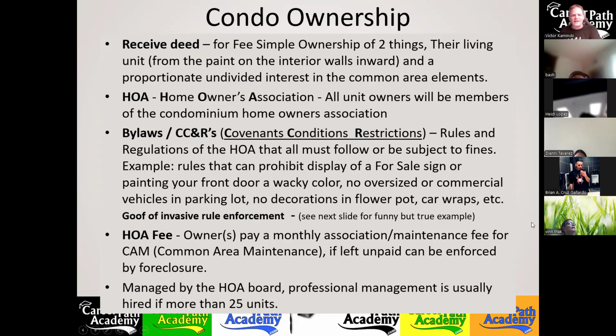Now, on the coming slide, I have a goof on some of the invasive rules that condominium complexes come up with. Here are some examples of them. They could prohibit you from putting up a for sale sign, or painting your front door a wacky color, or prohibit oversized or commercial vehicles from parking in the lots, or not allow decorations in the flower pot, like a flag or something, or car wraps, etc.